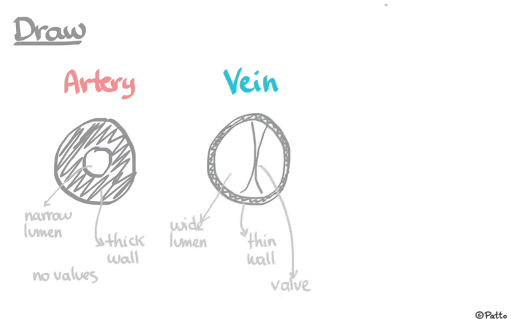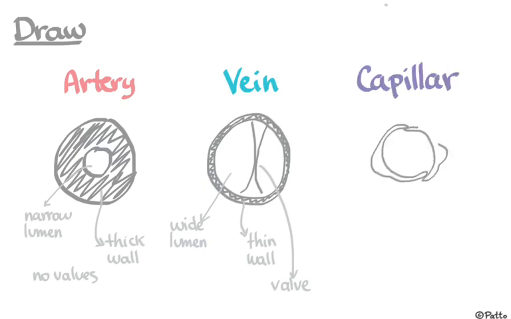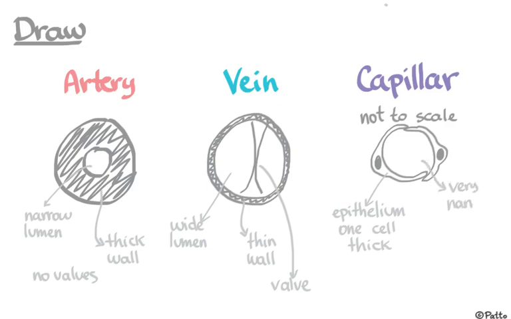The problem with drawing little capillaries is that they are very small, so you're going to be drawing them out of scale. So basically, it's something like that, just 1 cell thick, and of course, they are not to scale. And you have there 1 epithelium, 1 cell thick, and a very narrow lumen, usually the width of 1 red blood cell. Okay, this is the idea.